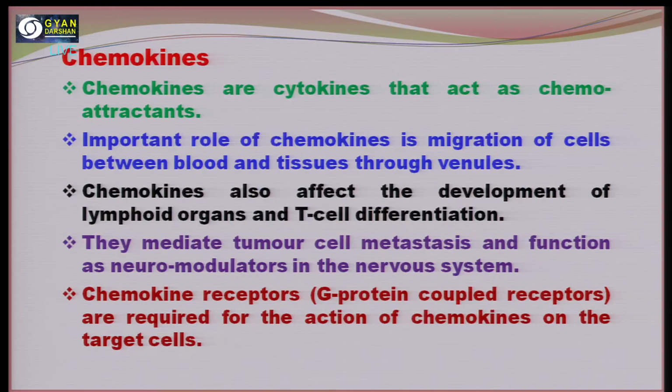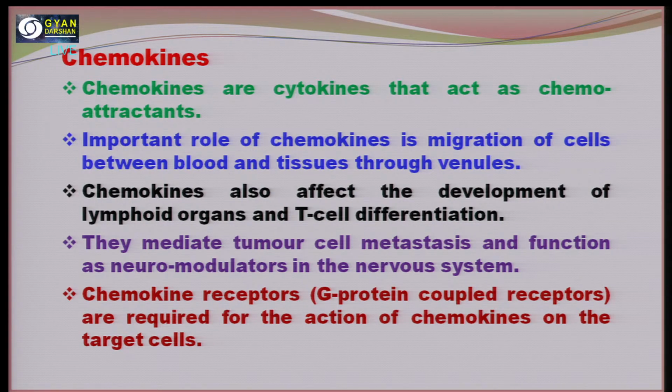Another thing I want to discuss is the chemokines. Chemokines are cytokines that act as chemoattractants. The important role of chemokines is the migration of cells between blood and tissues through the venules. Venules are the small veins. So cells will migrate from the blood to the tissues through them.